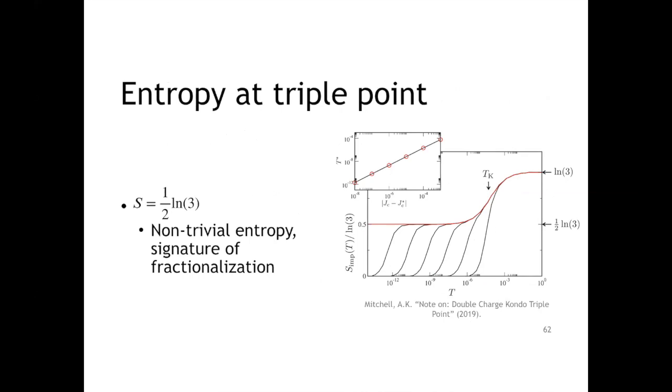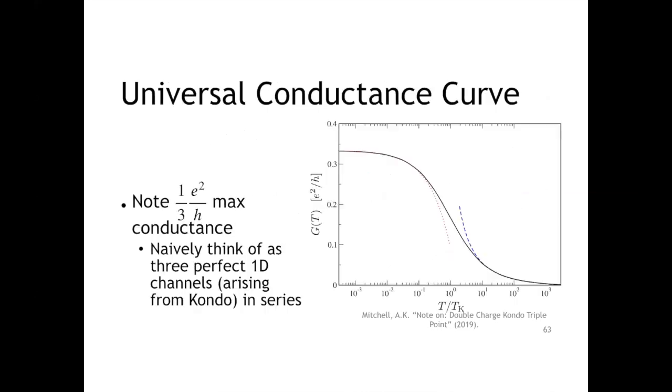There are 3 states you can go between. The 1/2 is reminiscent of what you get from Majoranas, and so that's striking. We should get a conductance of 1/3 through this system because there are 3 1D channels that we need to go through in series.